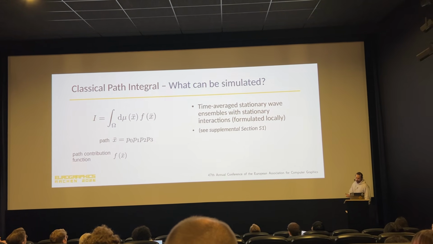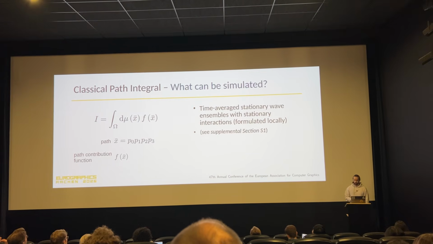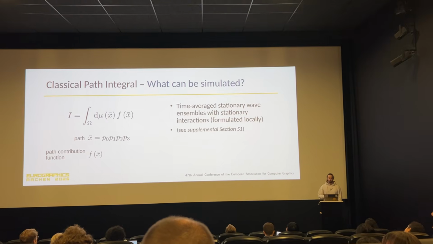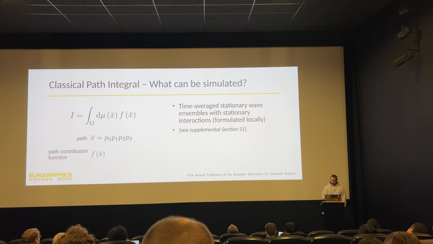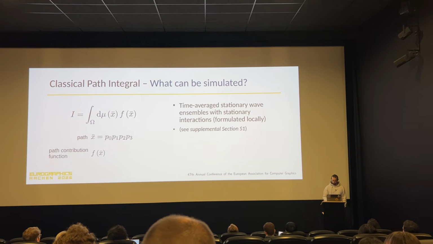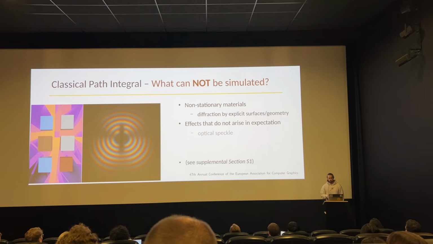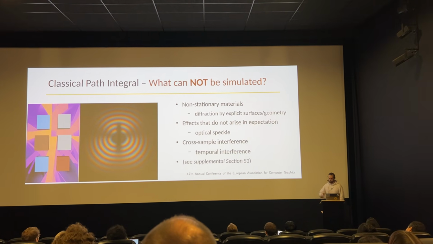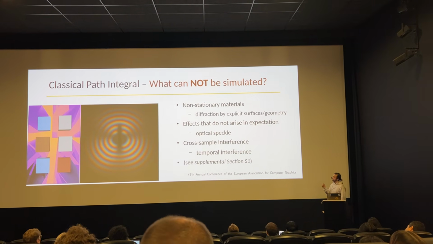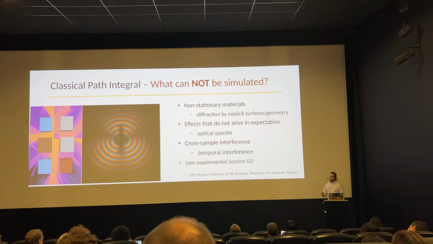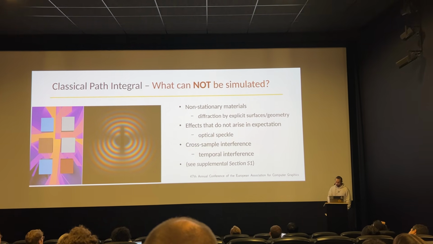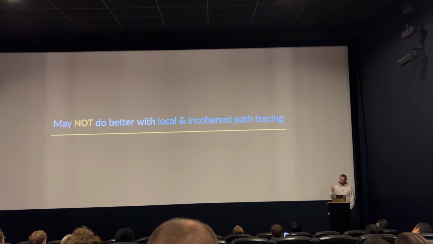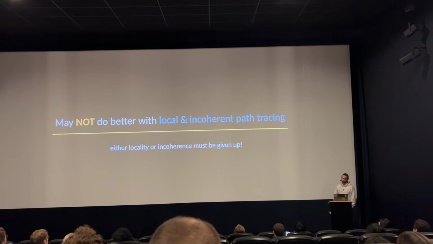We show that what can be simulated indeed goes a bit beyond geometric optics. We may reproduce, in expectation, phenomena that arise from stationary wave ensembles interacting with stationary material models. Please see the supplemental material for details. More relevant to this talk is the fact that important non-stationary effects like diffraction by explicit structures or geometry cannot be reproduced without making sweeping and limiting assumptions, as well as some other phenomena. And crucially, we show that we may not do better with a local and incoherent path formulation. This is a hard limitation.